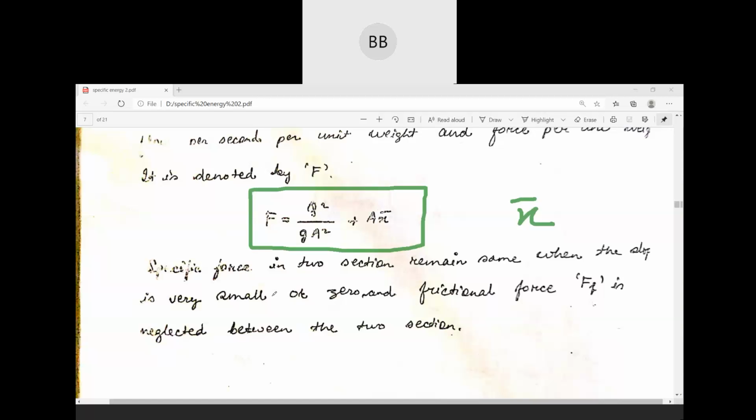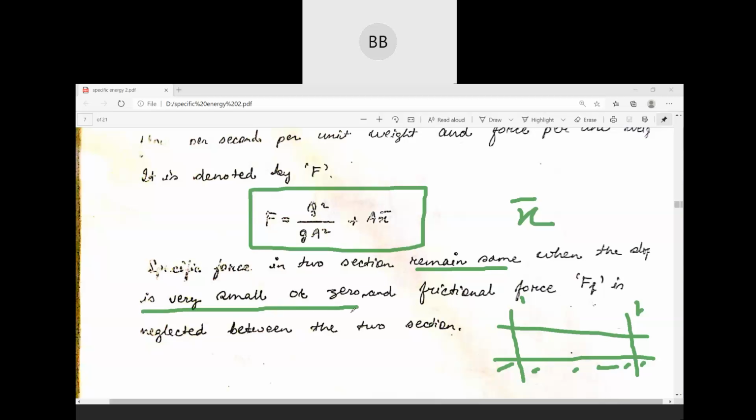So what it says is that specific force in two sections. Suppose this is your river cross section, this is the bottom of the channel. If you consider two sections, one here and one here, one and two, the specific force in both sections will remain the same when the slope is very small or zero. If the slope of the channel is very small or zero, then you can say that the specific force for both sections is the same.